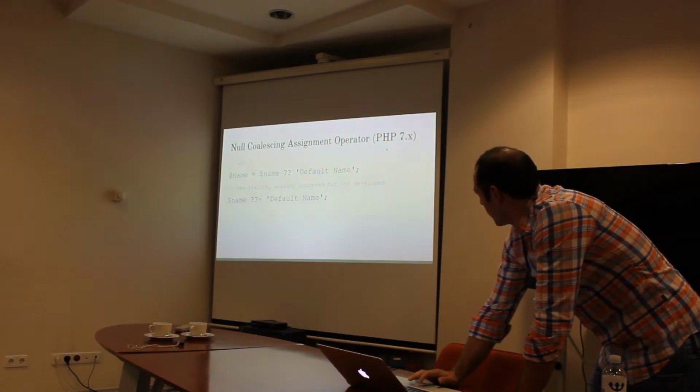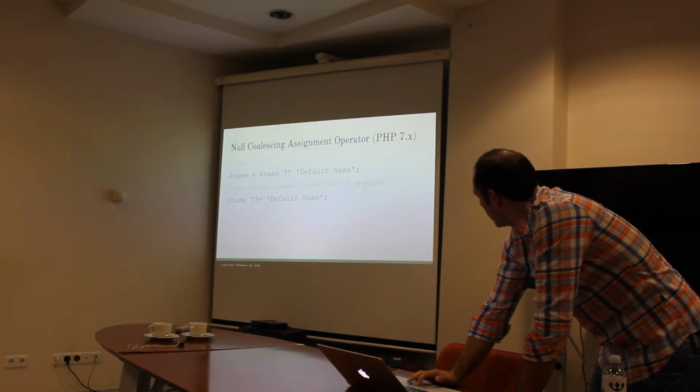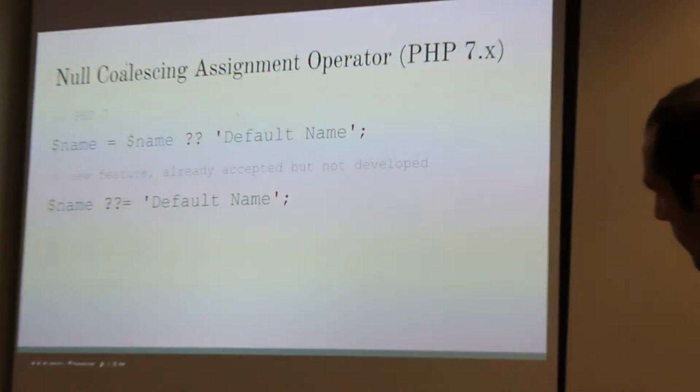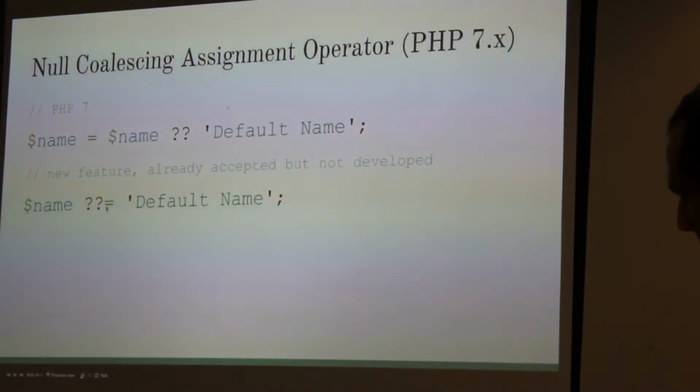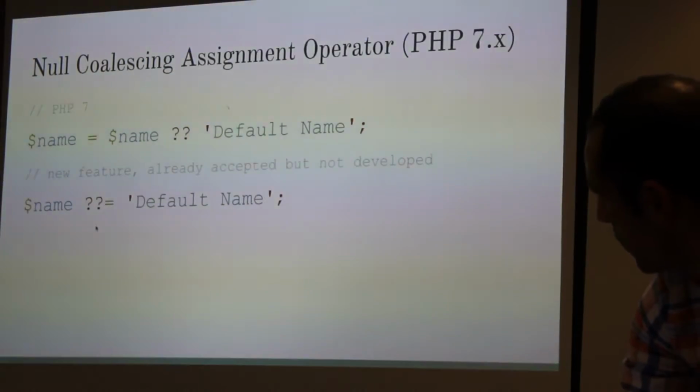Here, for probably PHP 7.2, is null coalescent assignment. It's not clear in that RFC. So it's basically the same, but assigns directly. This has already been approved, but hasn't been implemented. So basically when you want to make sure that you have a default value, you can assign it directly to that variable.